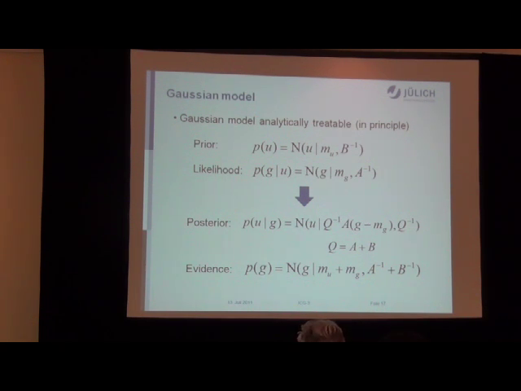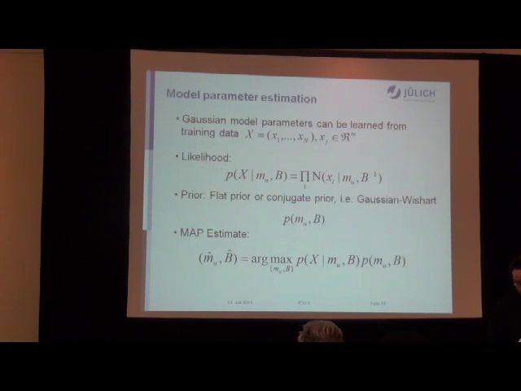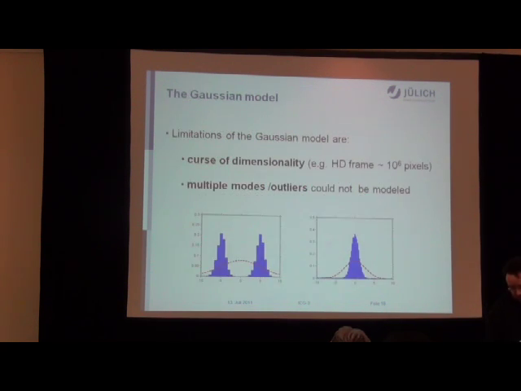And we could also learn some prior from training data by setting up a likelihood for the model parameters and then assign some prior for them and compute the model parameters of this Gaussian model. But there are some limitations of this approach.